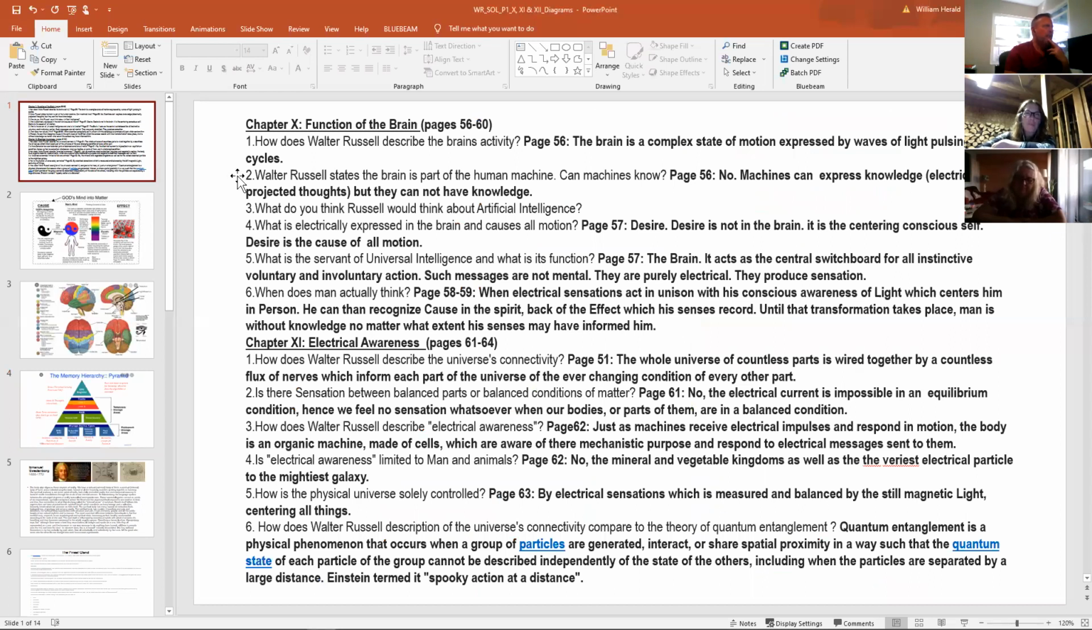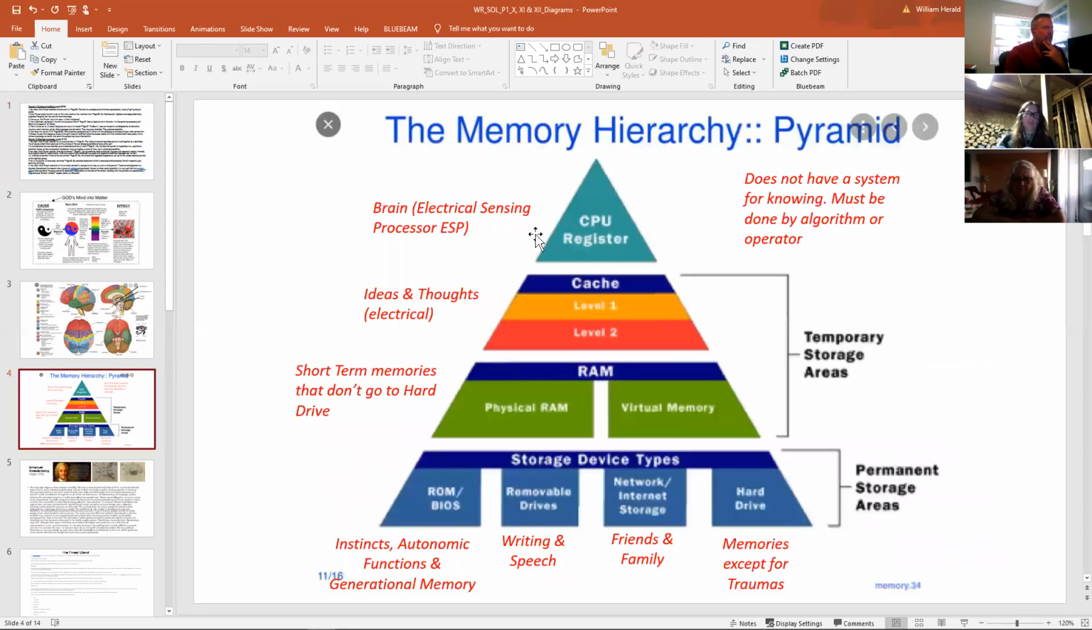Walter Russell states the brain is part of the human machine. And the question is, can machines know? And from page 56, it says, no, machines can express knowledge, electrically projected thoughts, but they cannot have knowledge. So what I was doing here was, anything in the red italics is something I put in, but the diagram itself is from the internet. It's just pretty much a basic drawing.